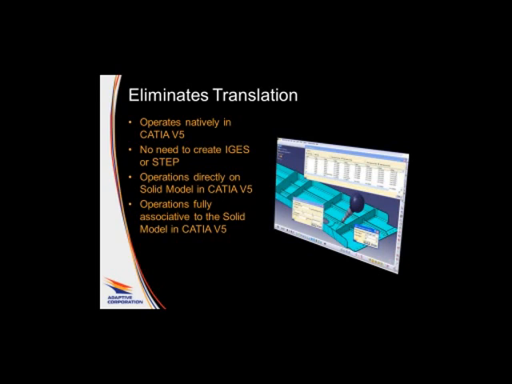Eliminate translation. So we're working native with the CATIA V5 model. We eliminate the whole process of engineering, creating IGES and STEP files. We do not have to create IGES and STEP. We open up CATIA and work with the native model. And like Frank said, we're fully associative. If we roll from a Rev A to a Rev B and a hole moves, our inspection plan automatically updates. So our CMM program is completely associative to the latest CATIA model that we're working on.